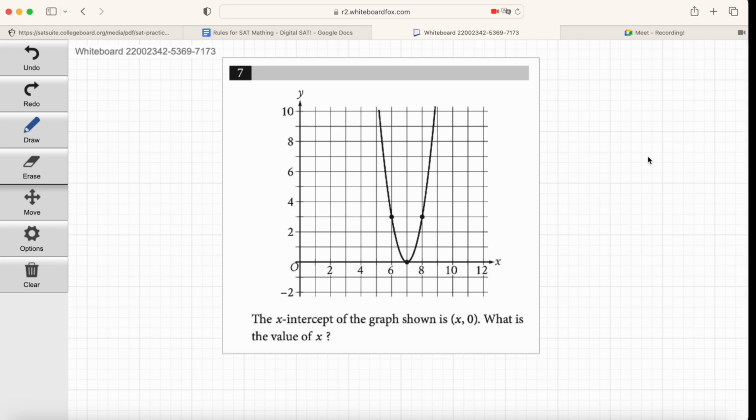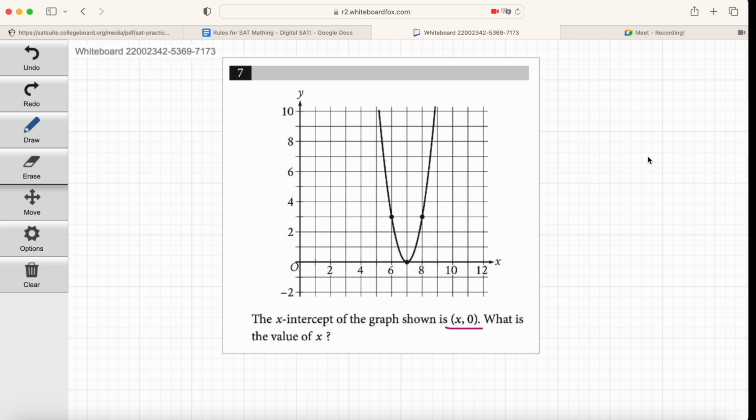What are we solving for here with this question? The value of x. Yeah, we're solving for the value of x. And they say the x-intercept of the graph is this point x, 0. Now, you should be able to look at this and find the x-intercept of this graph. Do you know what x-intercept means? What does that mean? Where it intercepts the x-axis.